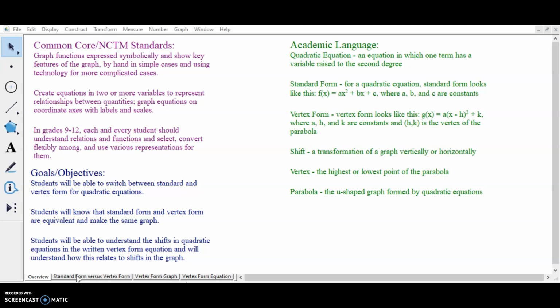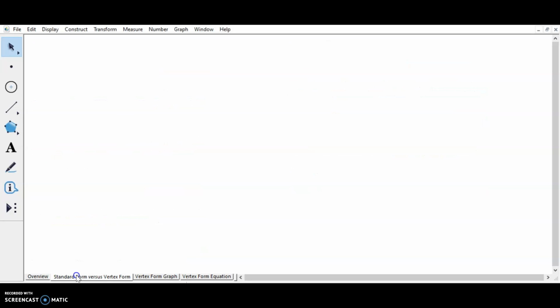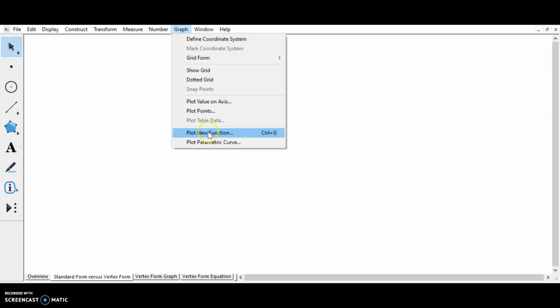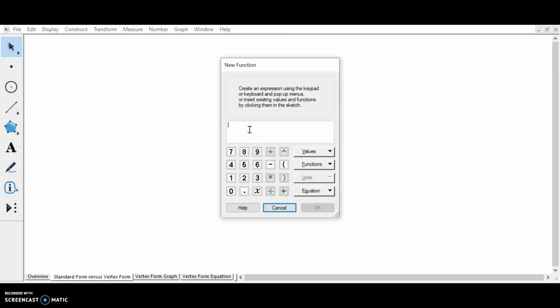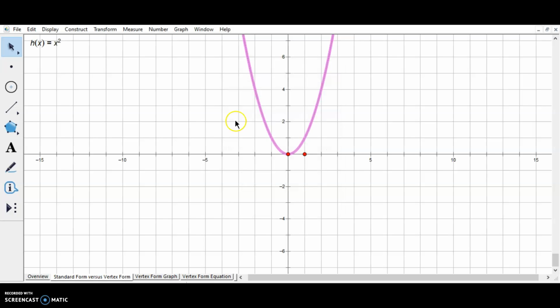So we are now comfortable with switching between standard form and vertex form, but are we really sure yet that they are in fact the same equation? How do we know that we didn't just do some algebraic magic and poof, two things that don't look at all similar suddenly come out to have the same graph? Now we're going to make sure that we truly understand that they are the same. So we're going to go into graph, plot new function, and just for now, we're going to write in x squared in graph.